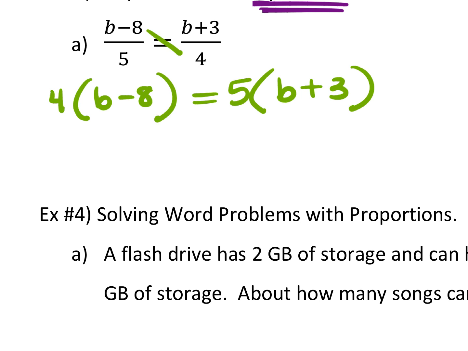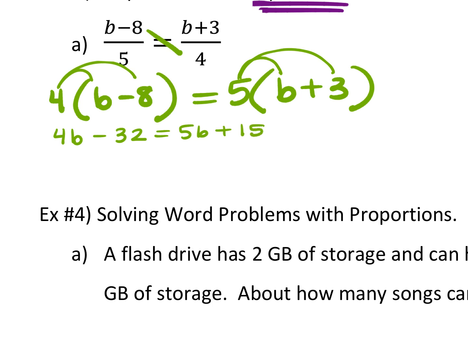So now you take this, you distribute. So that's 4b minus what? 32. Don't forget to distribute both pieces. Distribute over here, 5b plus 15. Okay.